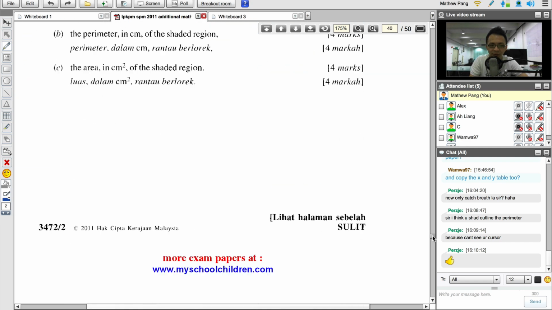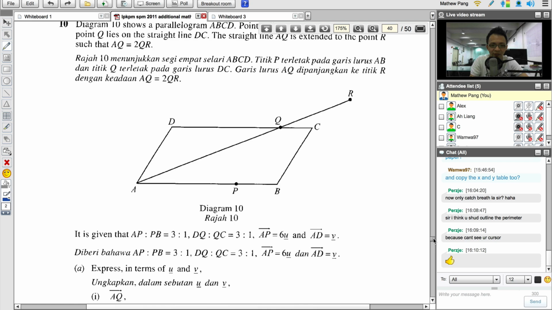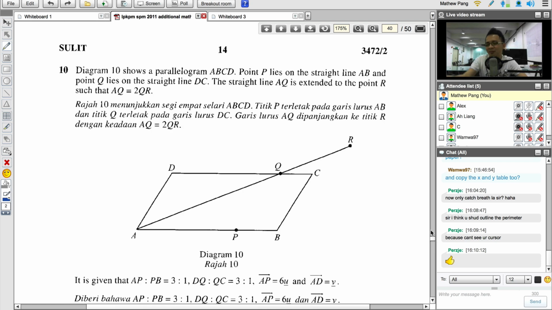Oh, vector. Vector in paper 2 is like so long. Give me a moment, let me drink some water for this part.